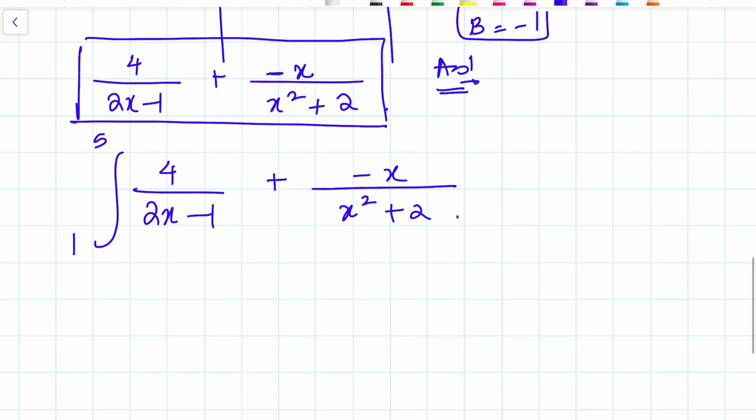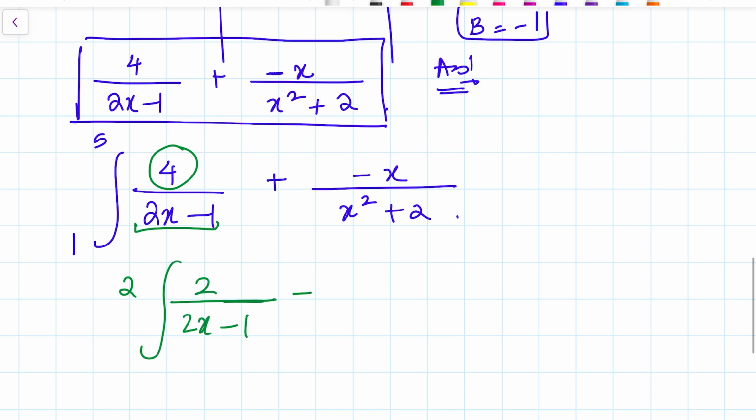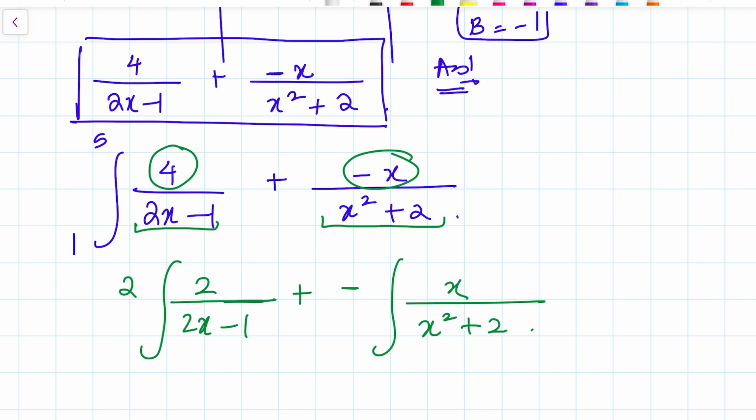Now this is all integration by recognition, meaning the differential of 2x minus 1 is 2. Split it: this 2 goes outside, 2 remains inside. Plus, the differential of this is 2x, and we have a minus x in the numerator. Can I take a minus outside? So it becomes x upon x square plus 2.